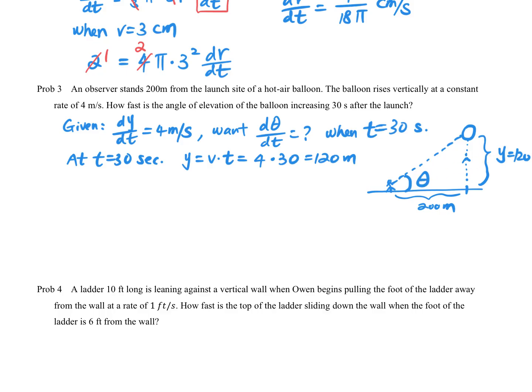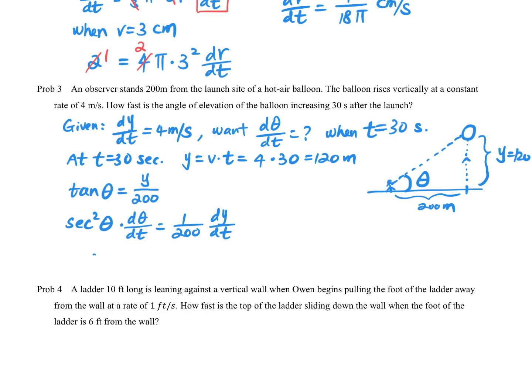There are multiple functions, but I probably choose tangent theta because this side, the 200, is fixed. So tangent is probably a good function to use. So tangent theta is equal to opposite, which is y, divided by adjacent, which is 200. And then next, we are going to differentiate both sides with respect to the time t. Derivative of tangent theta is going to be secant theta squared, chain rule is used, times d theta/dt equals 1 over 200 dy/dt.